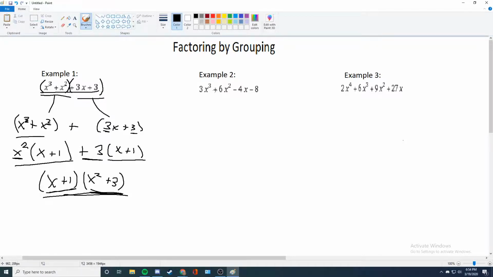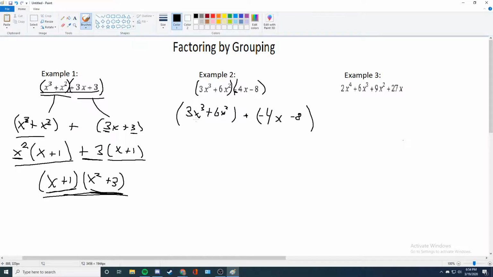So moving on to example 2, again, it's a four-term equation. First we'll start out by grouping. So we have 3x cubed plus 6x squared. And then we want to make sure that we're keeping in mind this negative 4, so we'll be subtracting 4x minus 8. Or we can really write it as adding a negative 4x minus 8.